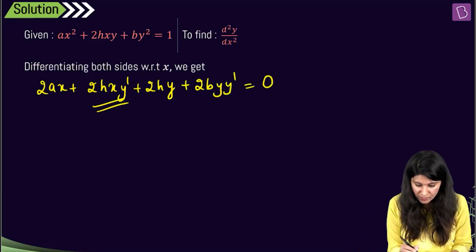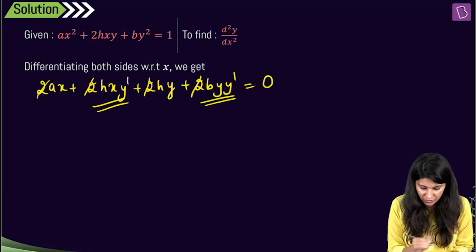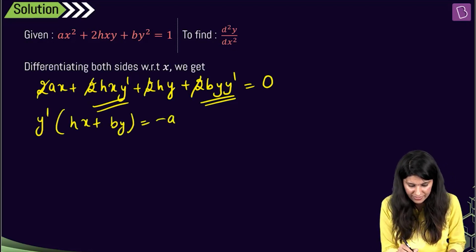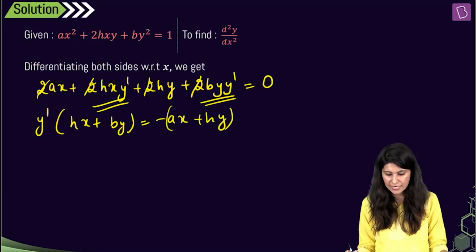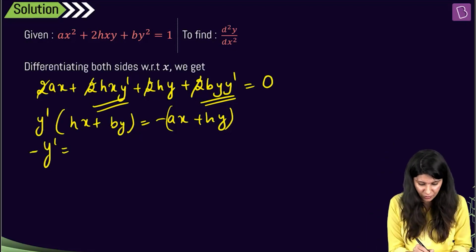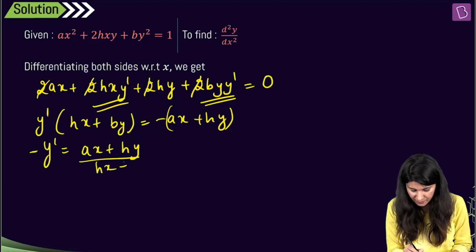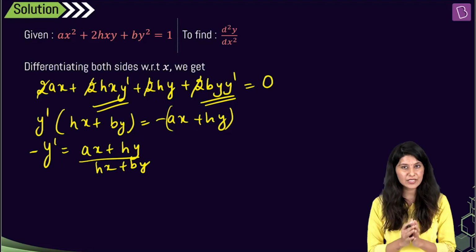Yes, so there are two terms related to y dash. Let's isolate y dash. 2 everywhere, 2 is gone. So y dash is common, (hx plus by) is here. And on the right hand side, I have minus ax, and plus hy. So minus y dash is nothing but (ax plus hy) whole upon (hx plus by). Yes, right? So after differentiating, we get this.